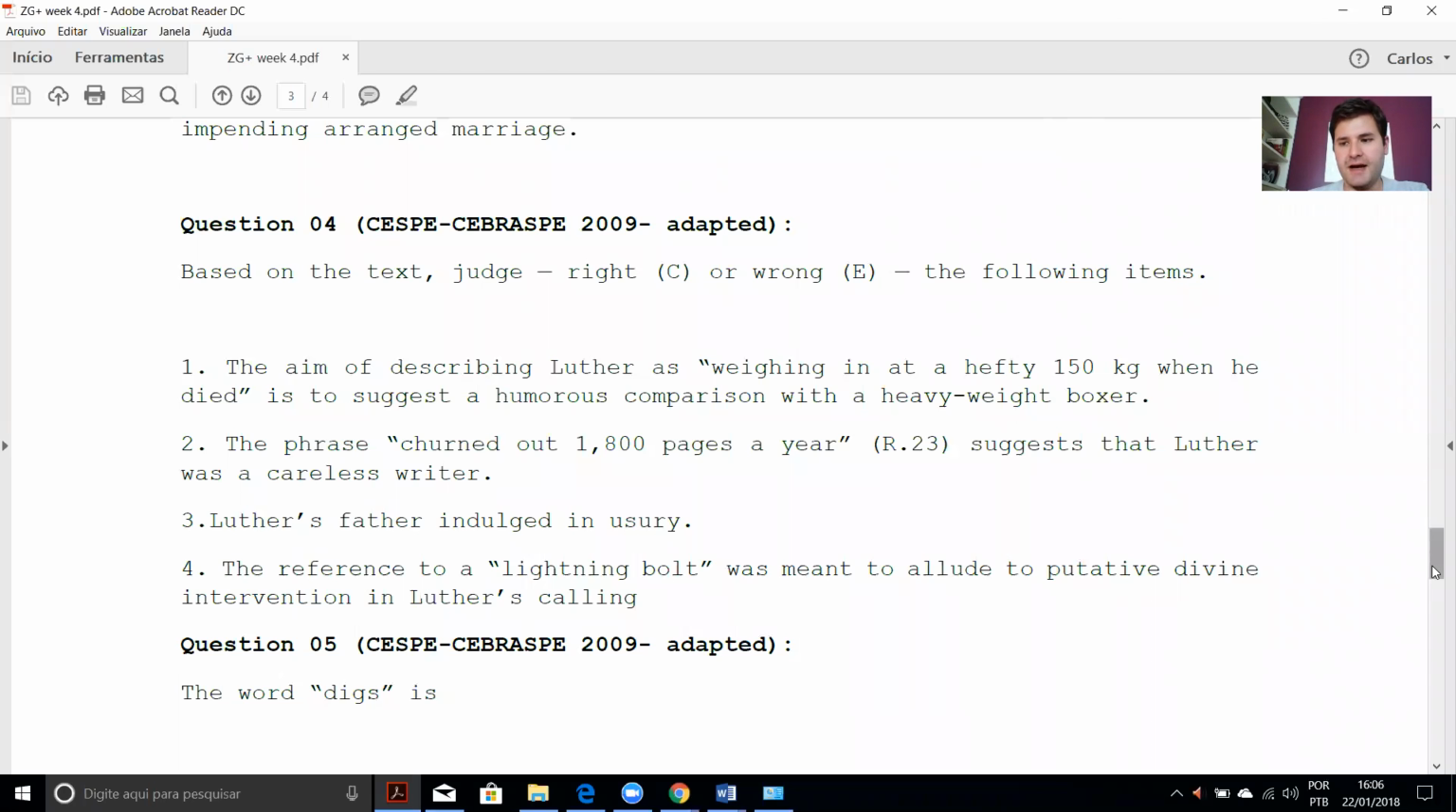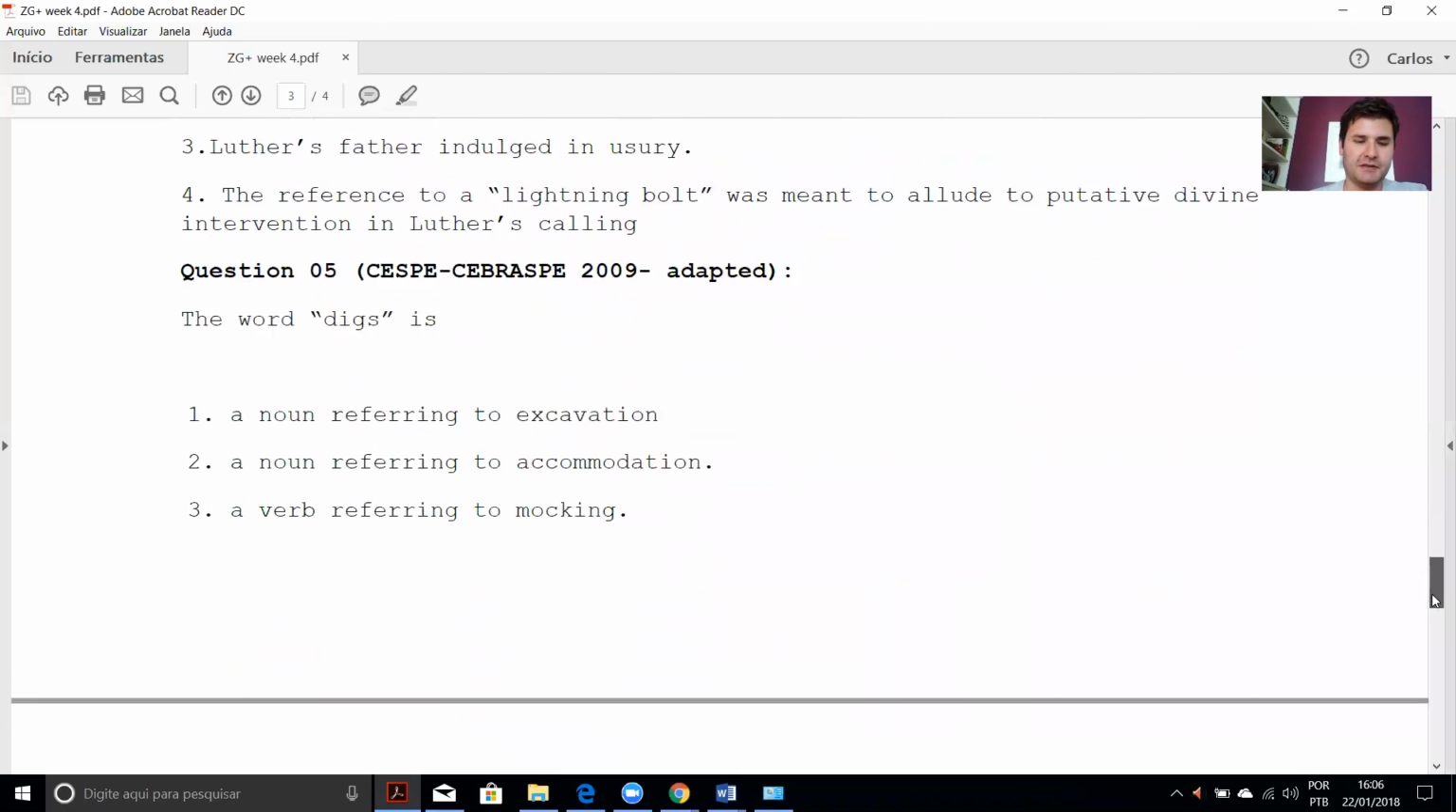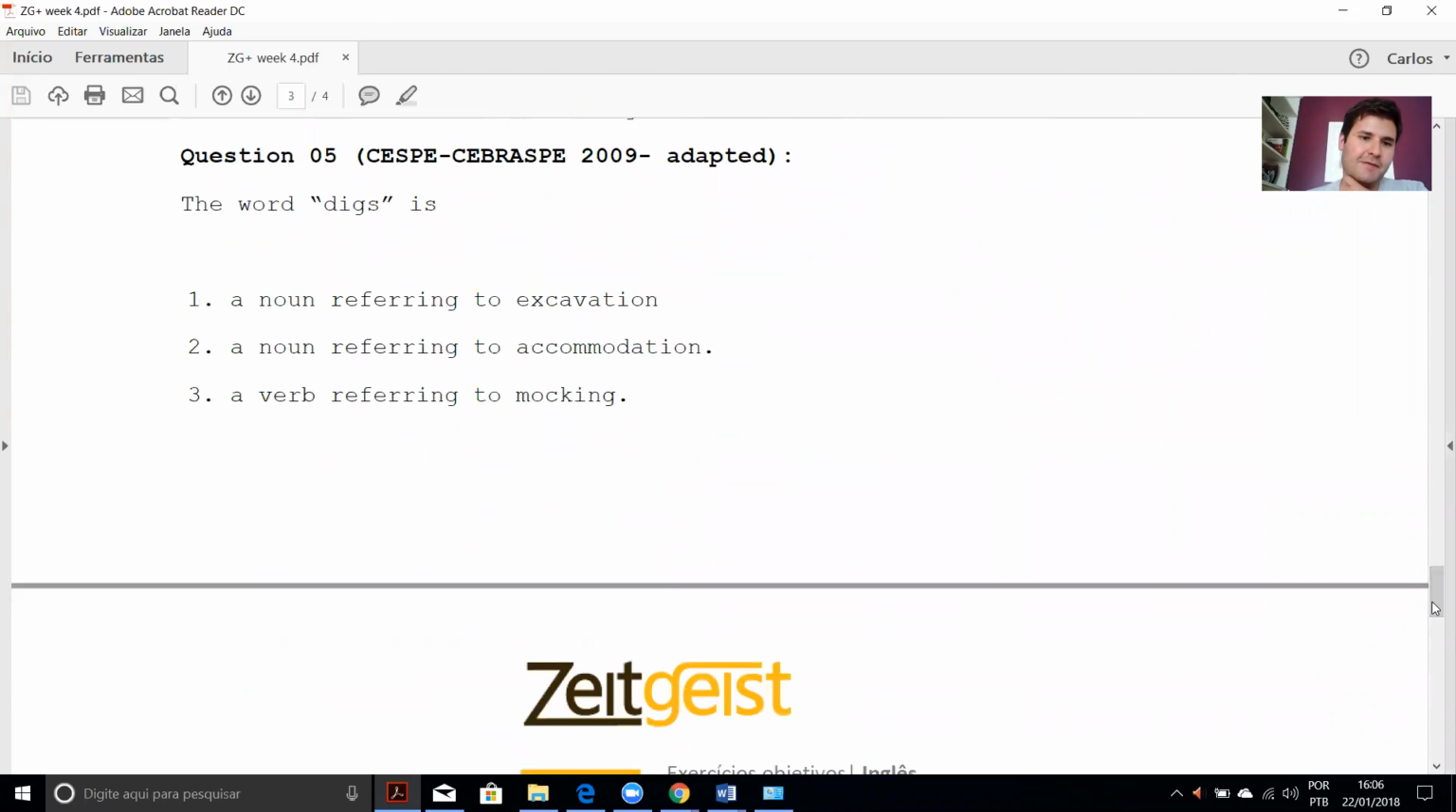Moving on to 5, which also is a vocab question. This one is a vocab and a grammar question. But the grammar here, I think, was just to throw you off, because if you knew the meaning of the word, you would see immediately that only one is correct and the other ones are incorrect. The word digs, as they were referring to here, means archaeological digs, meaning actual digs that they were digging for evidence on Martin Luther. It was an archaeological dig. All right, so it's a noun referring to excavation. It's a synonym of excavation.